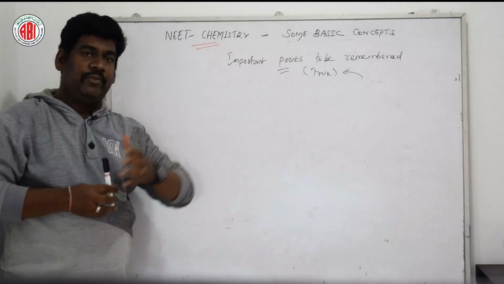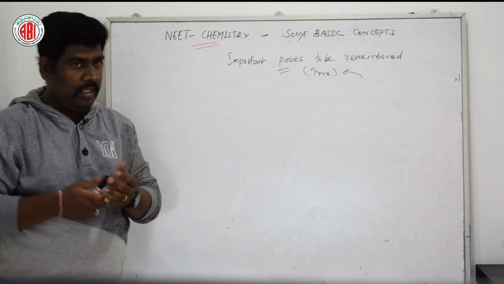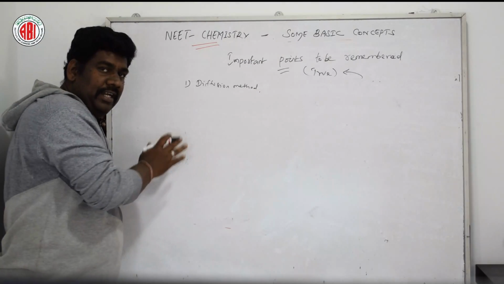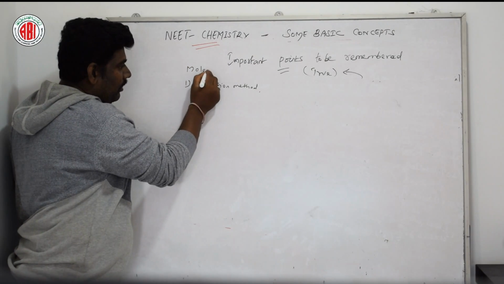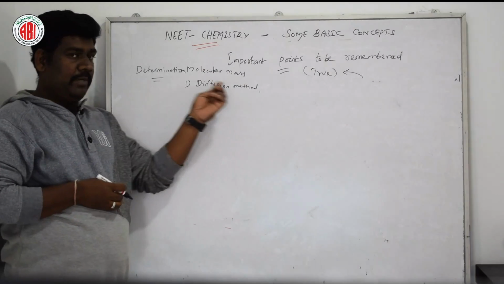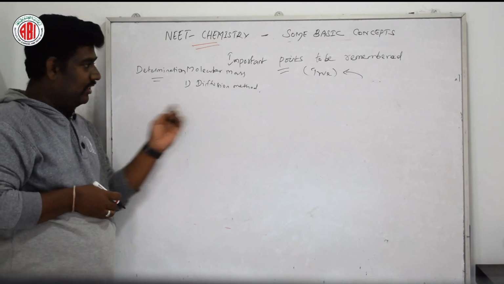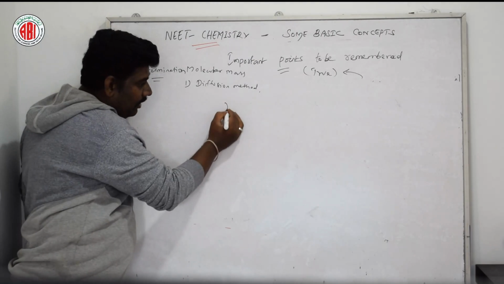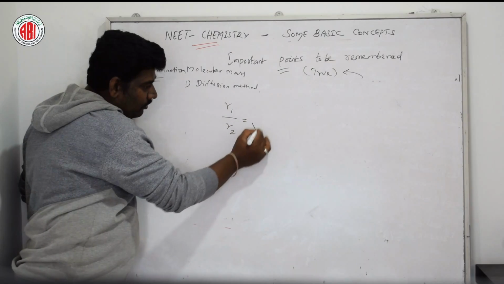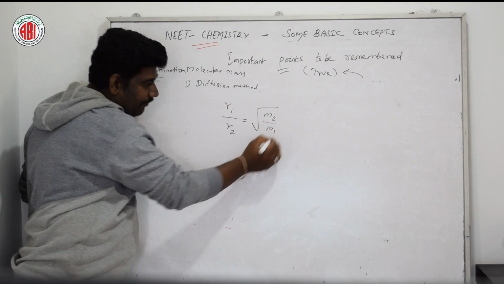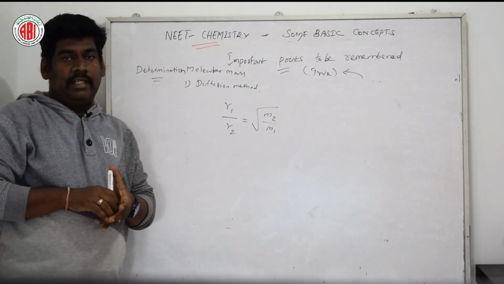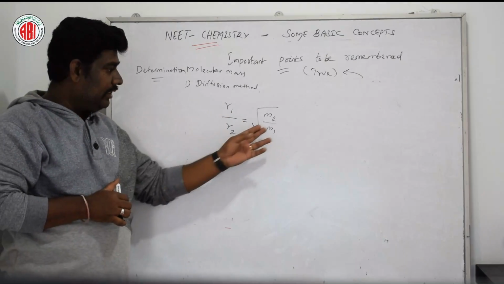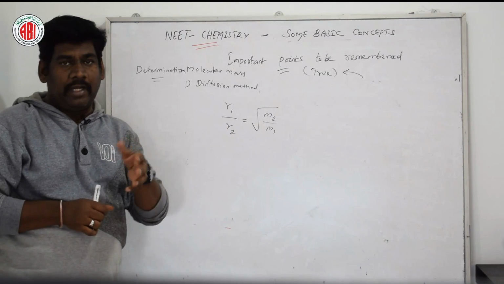Now let us see a few methods for determining the molecular mass. The first method is the diffusion method. Here R1 by R2 is equal to the square root of M2 by M1, where R1 and R2 are the different rates of diffusion, and M1 and M2 are their respective molecular masses.